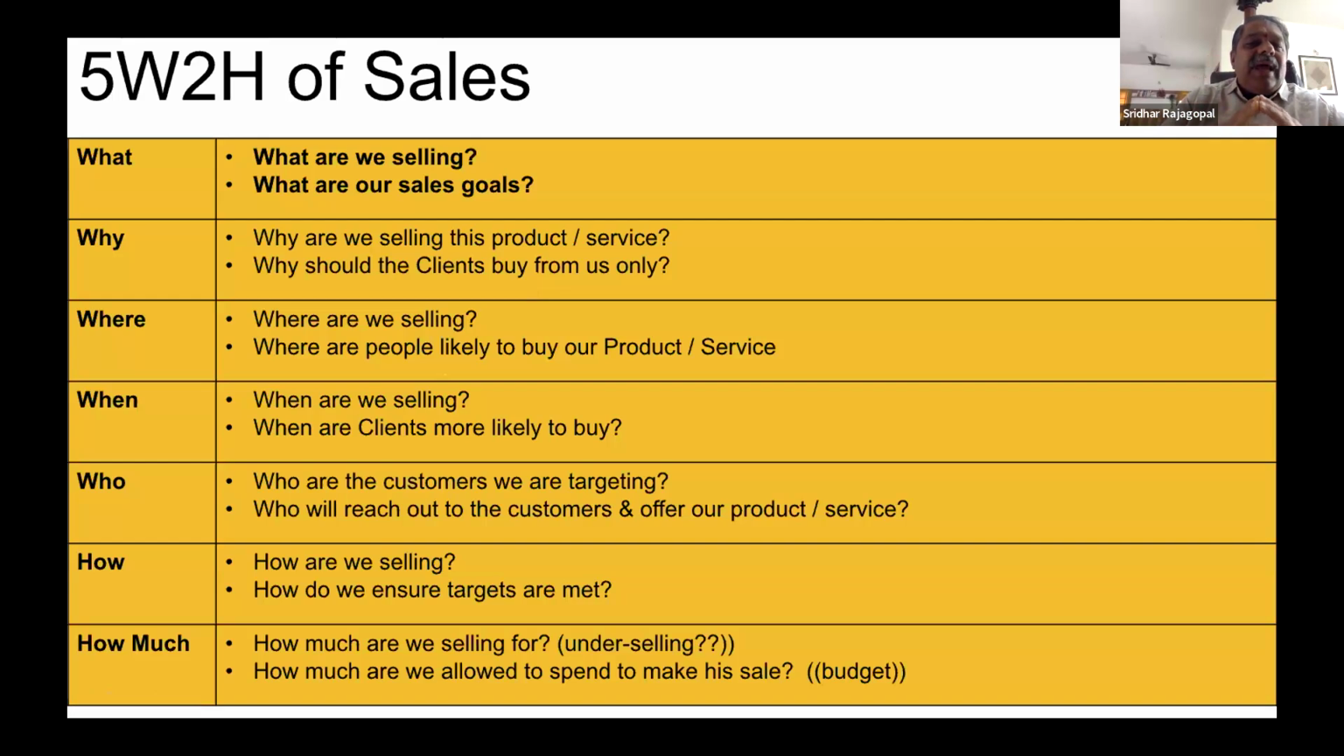What are we selling and what are our sales goals? Why are we selling and why are we offering this product? And why should the client buy only from us? Where are we selling and where are the people likely to buy our product or service? That's also very important. Again, the concept of timing is very crucial. When are we selling it? And when are the clients more likely to buy? Because as the saying goes, umbrellas are sold just before monsoon or during monsoon. During summer, there's not much umbrella sales, right?